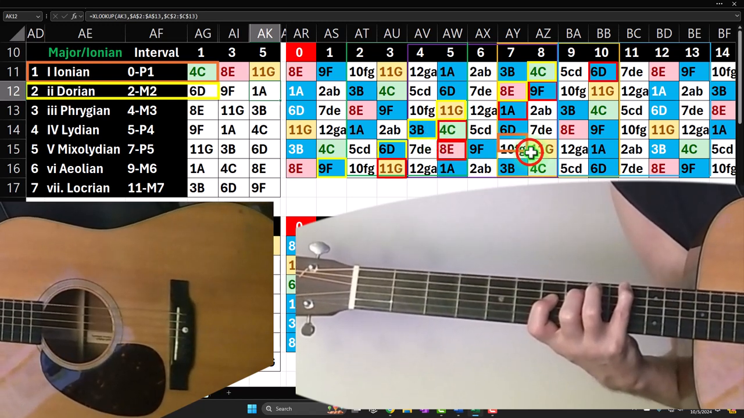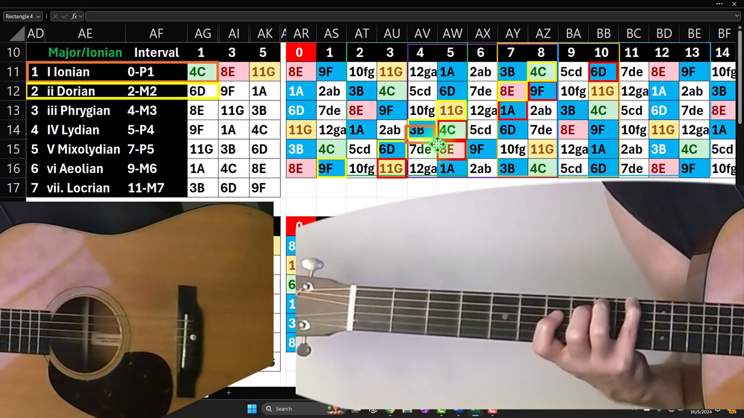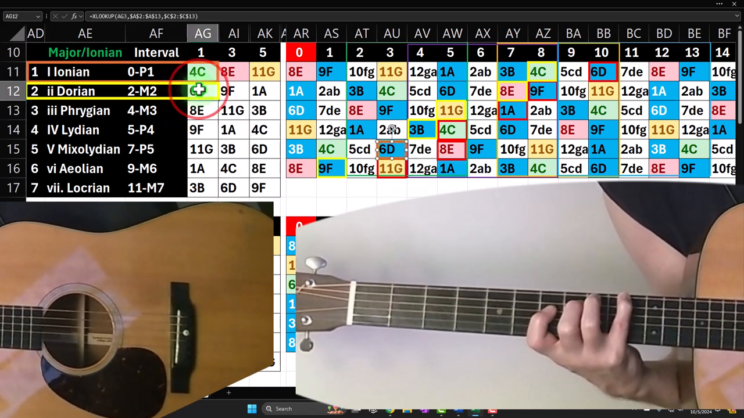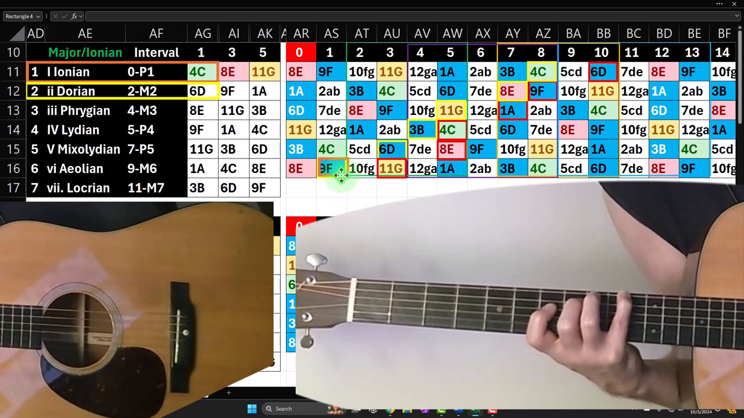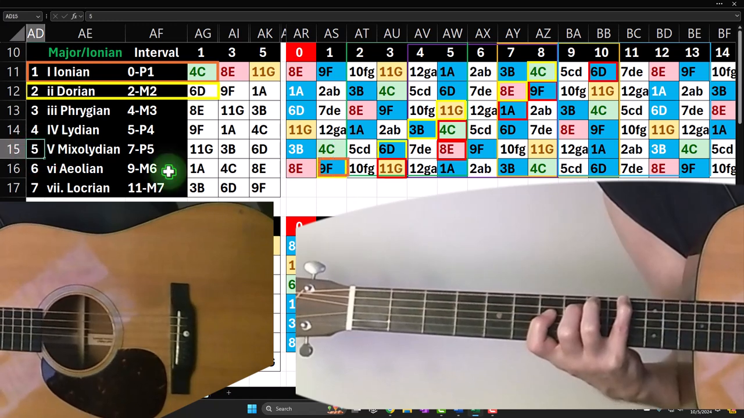Now I could keep going. It's the five, and then if I had more fingers, I can reach down here to the seven, and this would be the nine, otherwise known as the two, right? And then this would be the 11, otherwise known as the five.